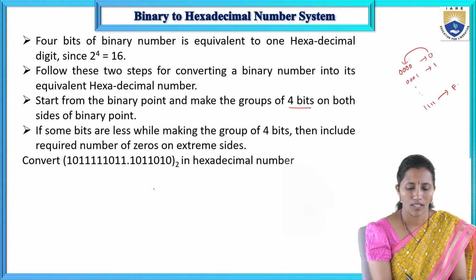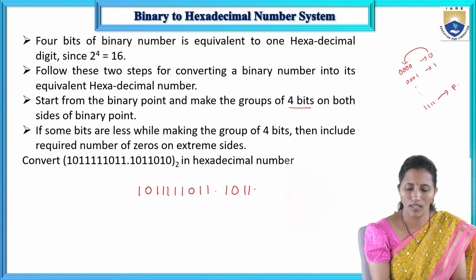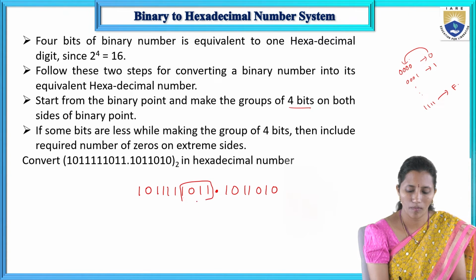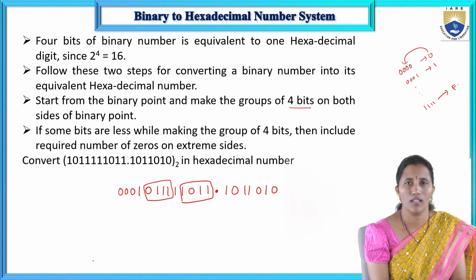So here I am taking this 1011111.1011010. This is the binary point. Make groups of 4 bits: 1011 and 011. Here we have only 1, so we have to make it 4 digits. Add 3 zeros at the extreme side and group it as 4 digits.